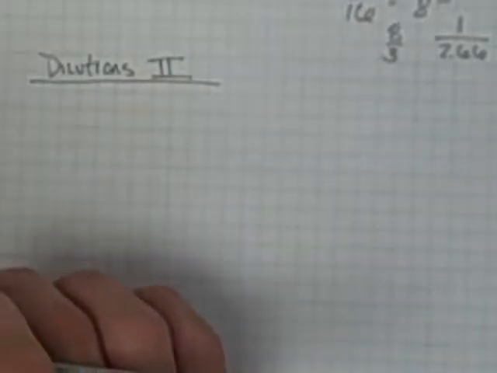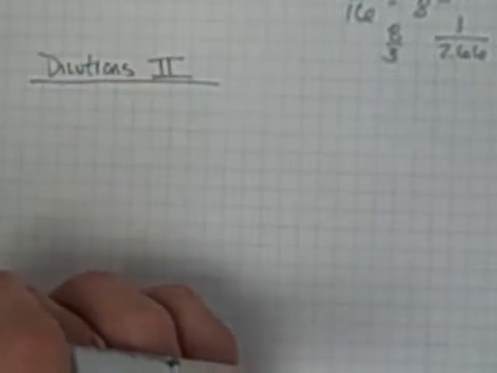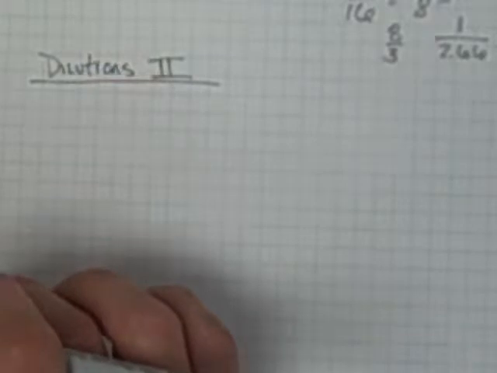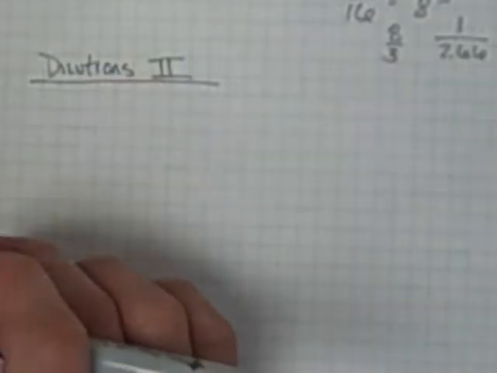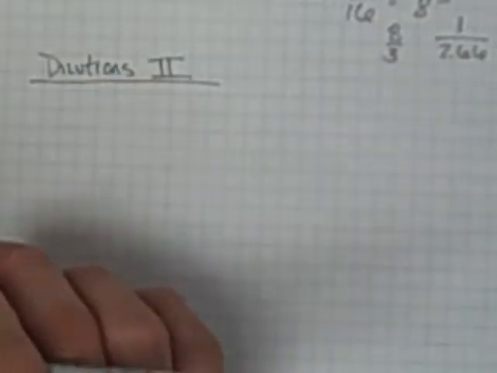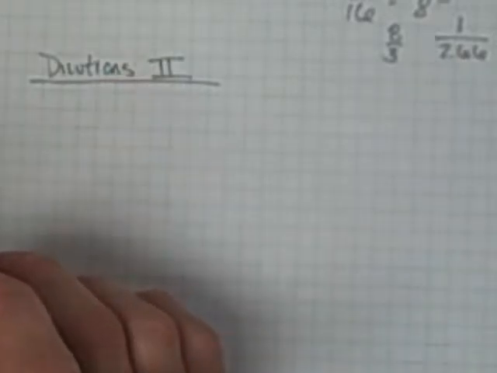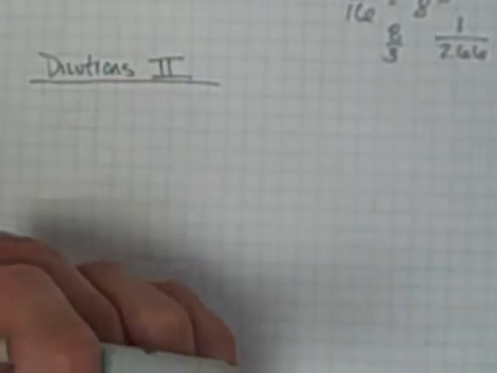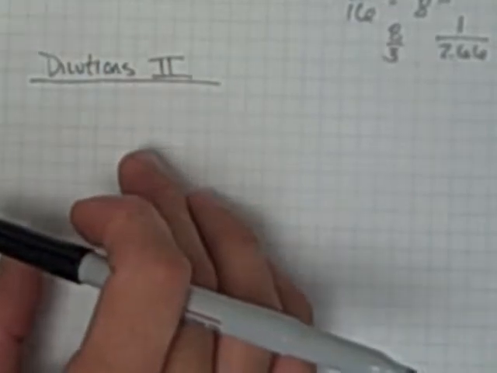The point is I need to get that denominator of my fraction to be an actual number that I can work with. So if I end up with a 1 on top and a 2.66 on the bottom, I can use that 2.66 as my dilution factor. So let's go ahead and work through another one of these.